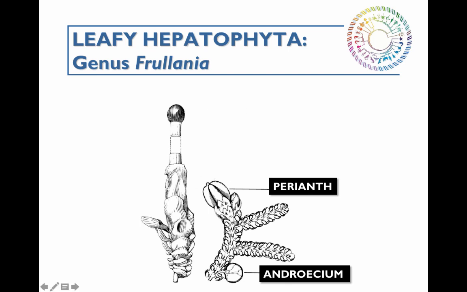So the perianth here, if you were to peel back those leaf-like structures that form the perianth, you would find the archegonia inside. And if you peel back the leaf-like structures of the androecium, you would find the antheridia inside. So within the context of the leafy Hepatophyta, the perianth and the androecium are serving to protect the archegonia and the antheridia from drying out.